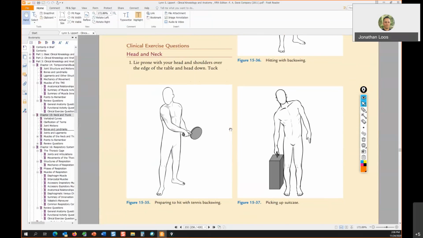So the type of questions that will be on the exam, we'll be looking at things like this. It's asking, if you pick up a suitcase, I know for sure there's going to be a suitcase question, that's some kind of lateral flexion. Now it's asking what muscles, see how he's doing right lateral flexion, left cervical flexion to keep his eyes level with the horizon.